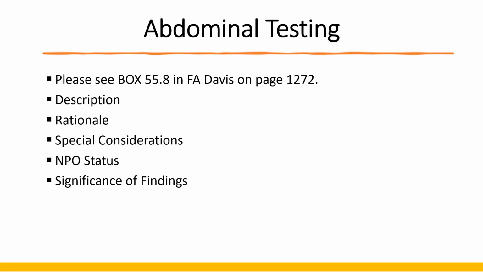Testing. I am not going to go through everything. There is a big box in F.A. Davis on page 1272. It's box 55.8. Please look over the different tests. You'll have a description, rationale, special considerations, if they should be NPO or not, what they're looking for. Please review this box. Throughout the PowerPoint, I will put for different disorders what the major testing that we do for each disorder is.